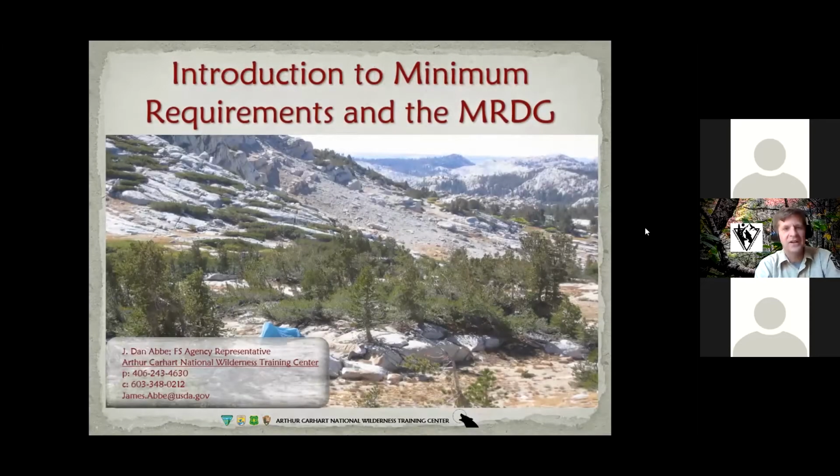So again, this is an introduction to minimum requirements and the MRDG, or Minimum Requirements Decision Guide. We'll get into that a little bit later.